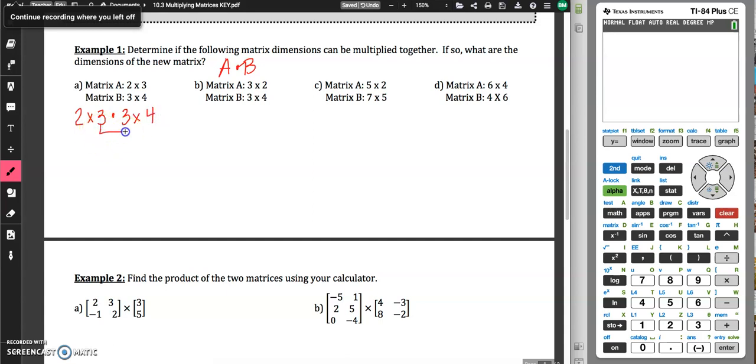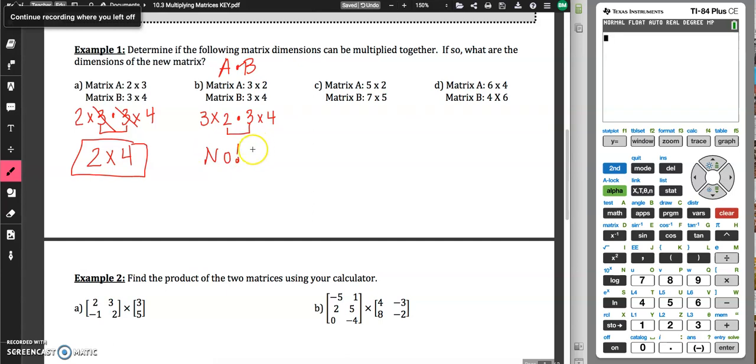Now again, I'm looking for the inside dimensions. Do they match? Yes, they do. So I think of it like they cancel each other out, leaving me with a 2 by 4. That would be my new matrix when I multiply them together. Let's try one more together. A 3 by 2 times a 3 by 4. Okay, again, looking at the inside dimensions, do they match? No, they don't match, so I cannot multiply these together.